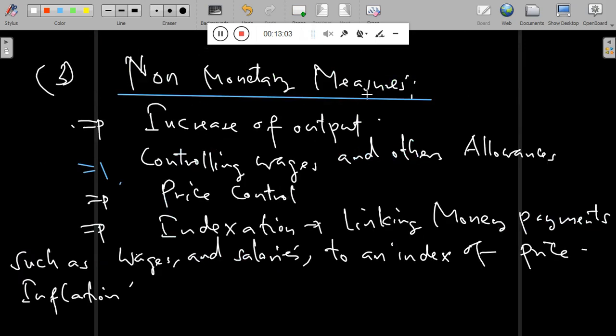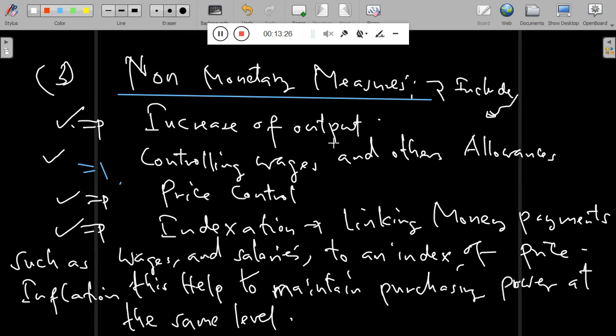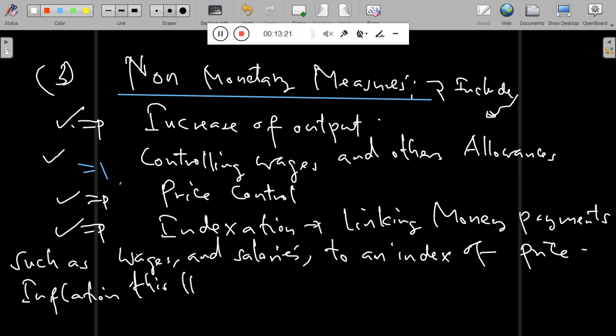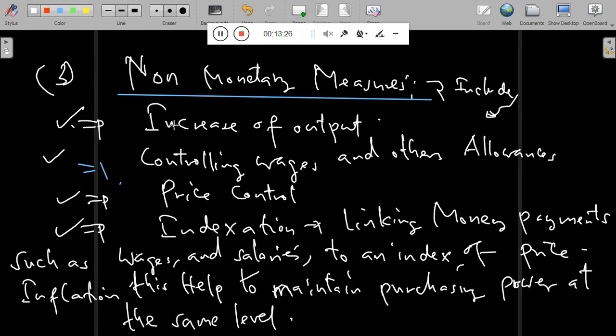We have also non-monetary measures, whereby there is increasing of output. That is the most important non-monetary measure that can be applied. When you increase output, you are able to offset the problem of shortage. Others include controlling of wages and other allowances, price control, and indexation, where you link money payments such as wages and salaries to a price index, which helps maintain purchasing power at the same level.